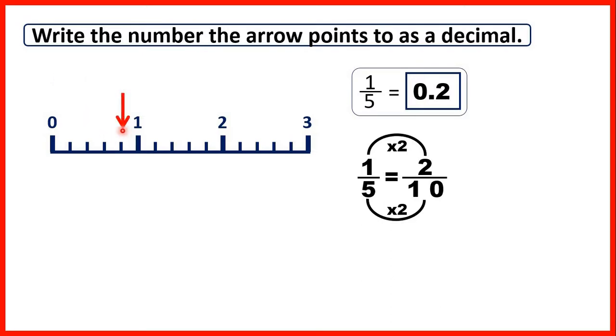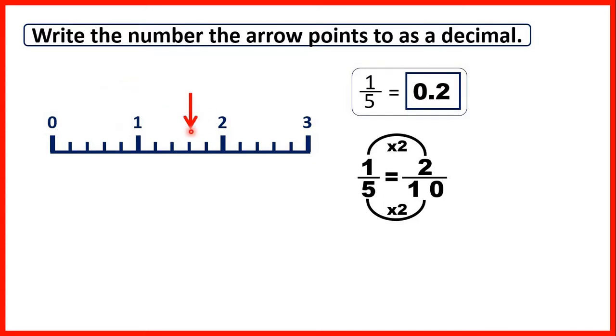So where is the arrow now? Well, that's 4/5 after 0. And if 1/5 is 2/10ths, 4/5 must be 8/10ths, because 4 times 2 is 8. So 8/10ths is 0.8. First digit after the decimal point is the tenths digit.